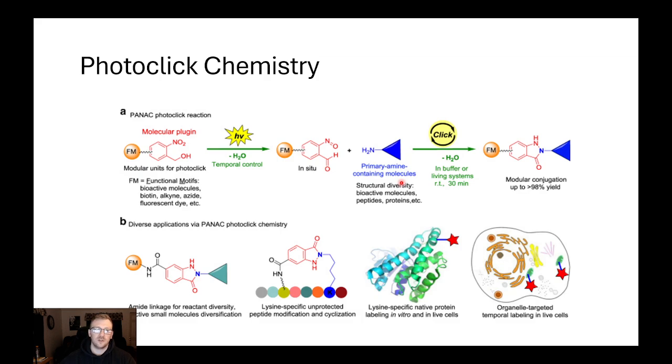Right? And so when you design photoclick experiments, first you need to design a protein or a functional motif that has your molecular plug on it that will be activated by being shown to light. And then you need to design an amine-containing molecule that is your target amine. And so then you have the two pieces that can click together. That's what's called photoclick.